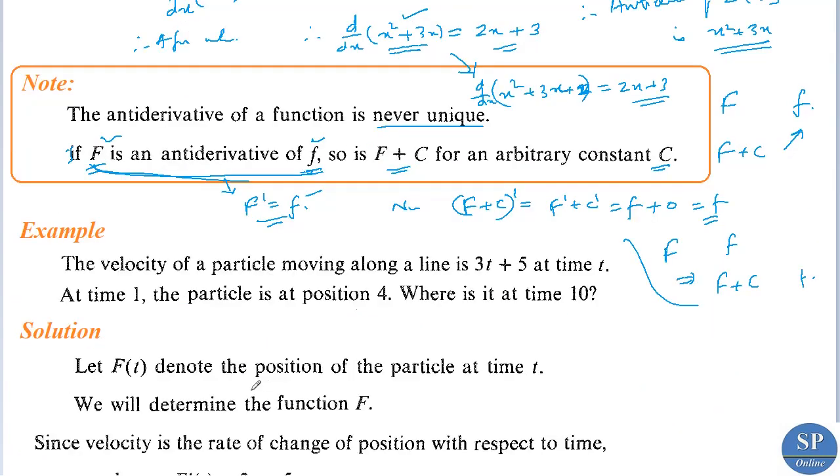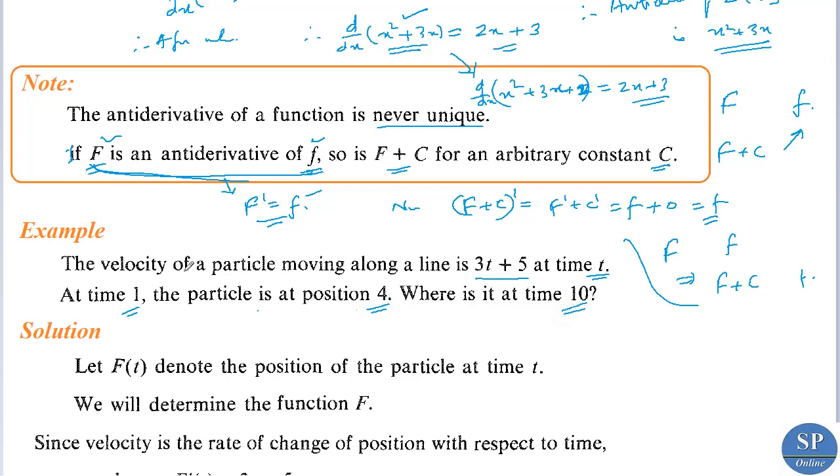Now we have an example. The velocity of a particle moving along a line is 3t plus 5 at time t. At time 1, the particle is at the position 4. Where is it at time 10?